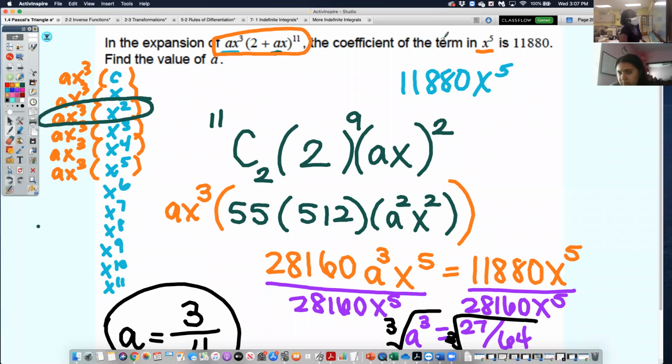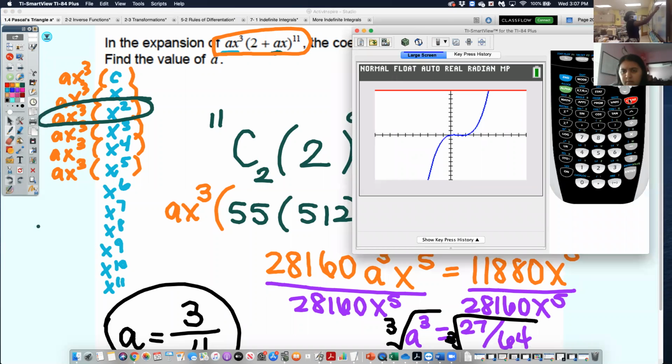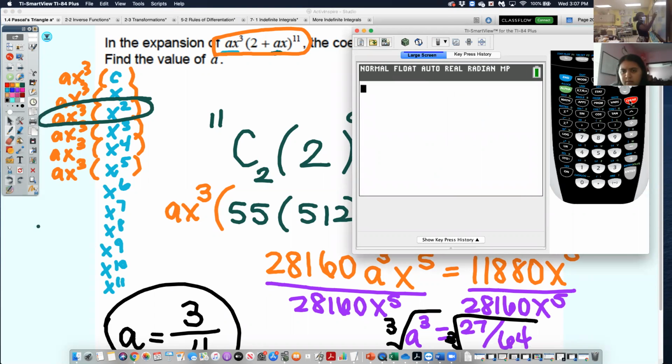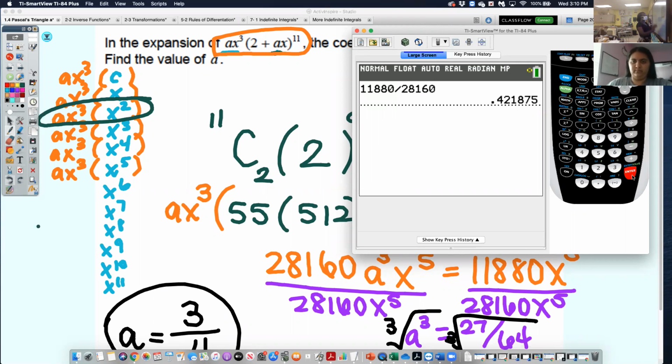Right? So just make sure that we know how to do cube roots in the calculator and to turn things into a fraction. When we take 11,880 and divide it by 28,160, to convert this into a fraction, after we do the division, we click math and then option 1. Enter, enter again. That's how we turn it into the fraction.